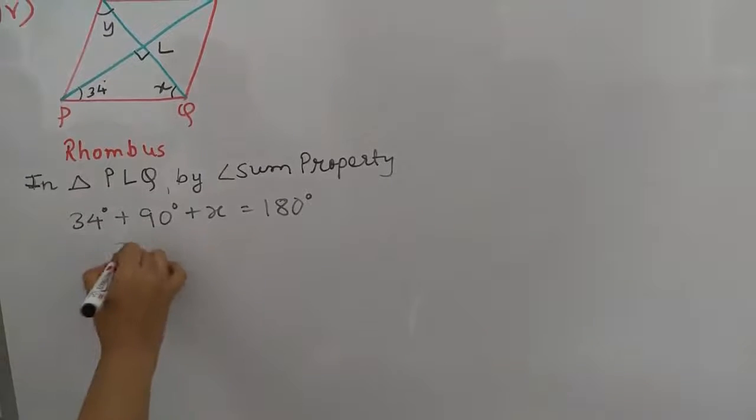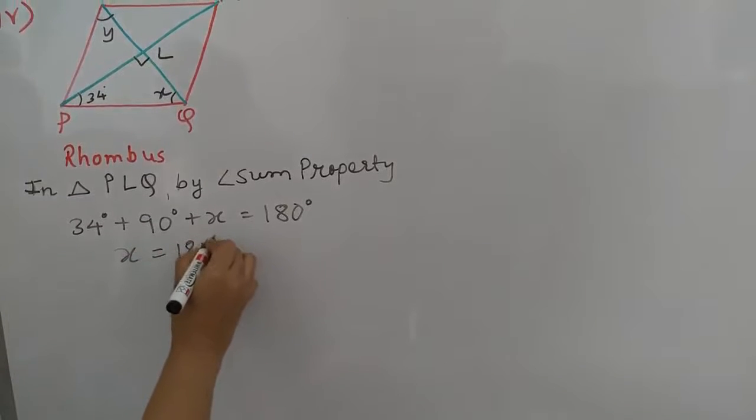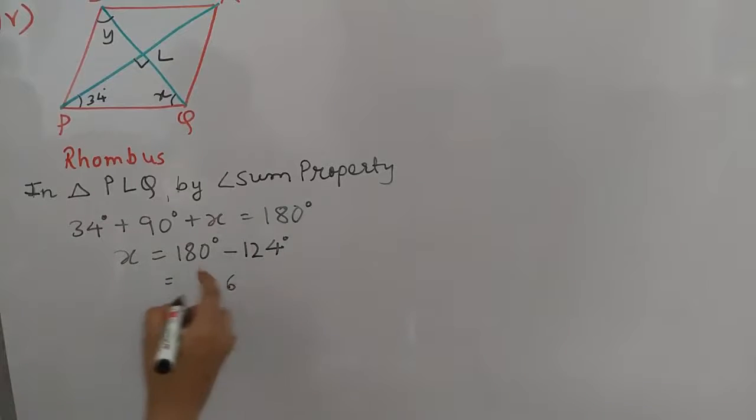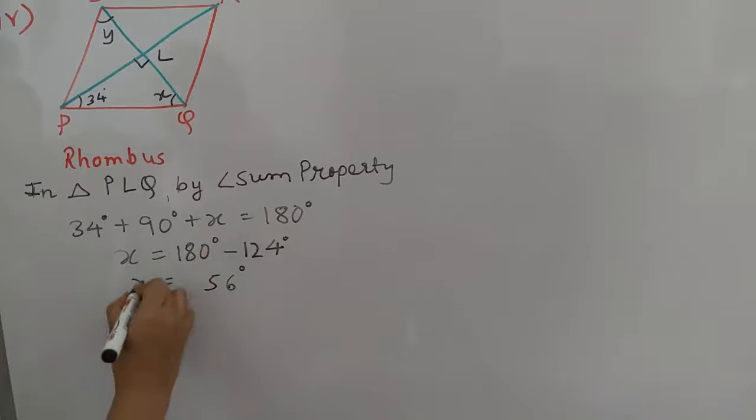Okay, so x is equal to 180 minus this 90 plus 34, which is 124. So now subtraction is 56 degrees. So the first answer, x value we found, is 56 degrees. Now we want to find the value of y also. So that is also simple, students.